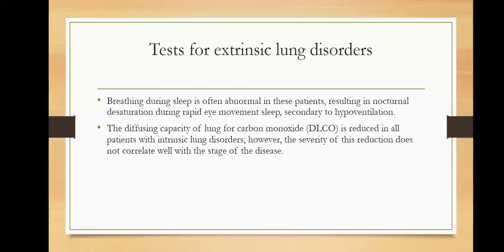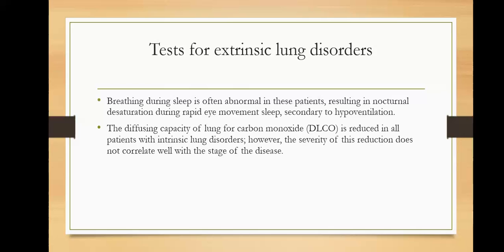So the lung diffusion of carbon monoxide is the most sensitive parameter in finding the disease. When the lung volumes are preserved, diffusion of carbon monoxide may be abnormal. A normal diffusion of carbon monoxide excludes intrinsic lung diseases. So this is the most sensitive finding.